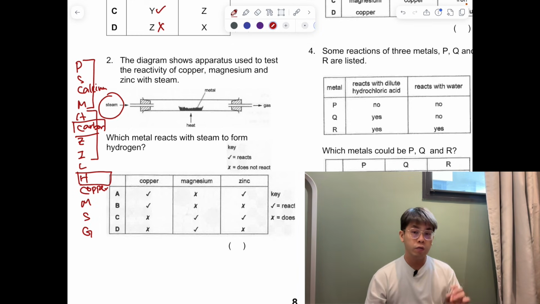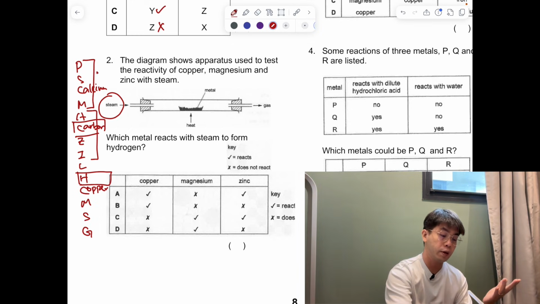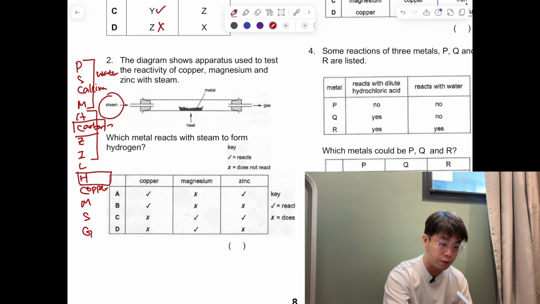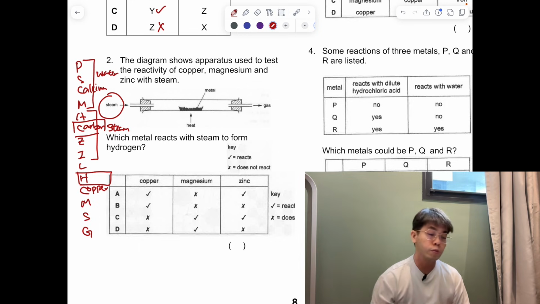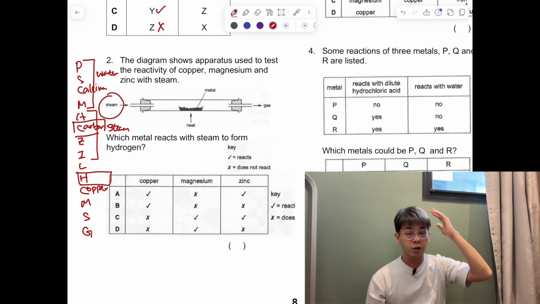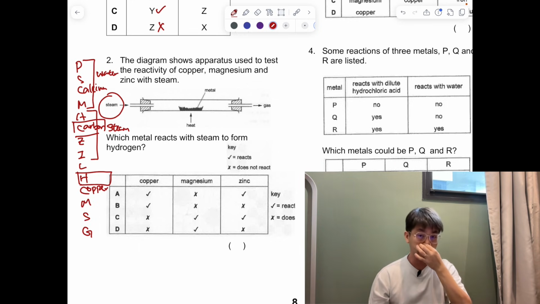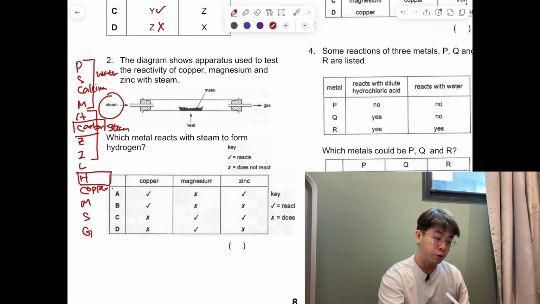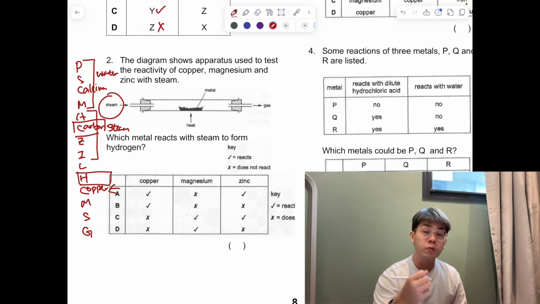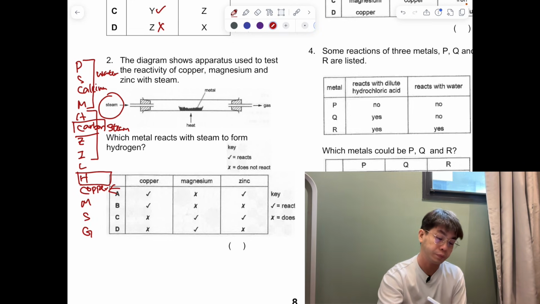Basically over here, the first 4 will react with cold water, and the second 4 will react with steam. But we must also remember that the first 4, because they react with water, will also react with steam. So let's look at the first one, copper. Copper is found over here, so copper will not react with steam.